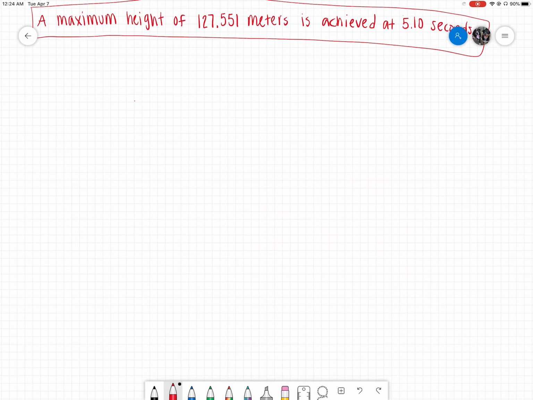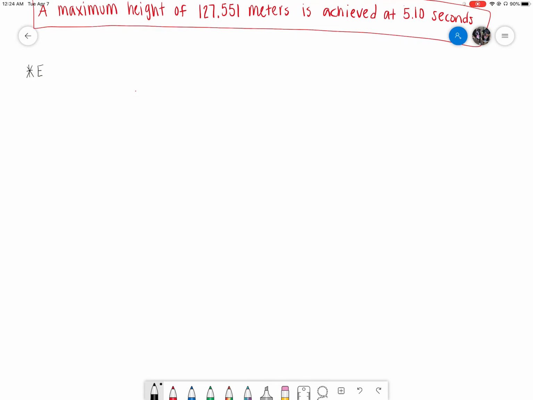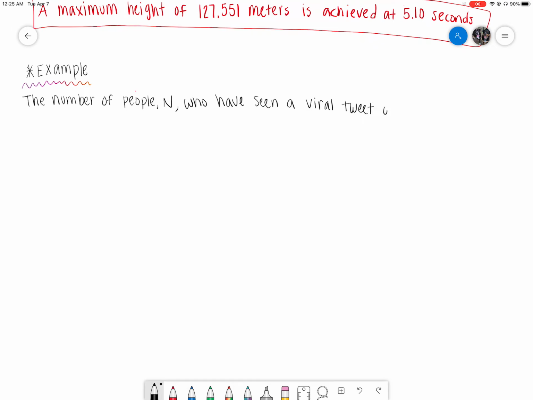We'll go ahead and do another example. The number of people n who have seen a viral tweet on Twitter by time t is modeled by n of t is equal to a times 1 minus e to the negative bt. So that's our exponential model.